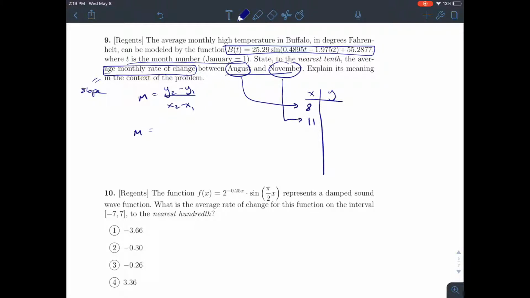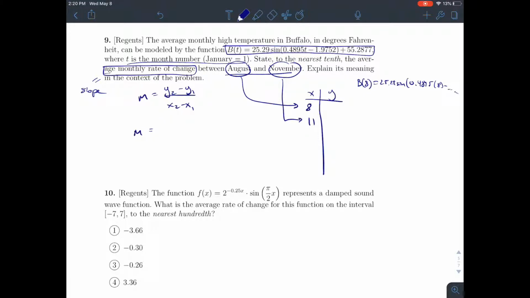So to find the temperature values that go with these, we can just put this all in on our calculator. B of 8 is equal to this crazy mess, 25.29 times the sine of 0.4895 times 8 minus, and I'm just going to put dot, dot, dot, because I don't think I need to write it all out in front of you.